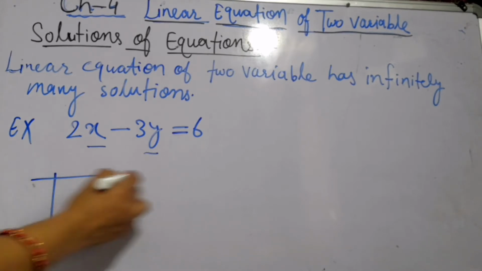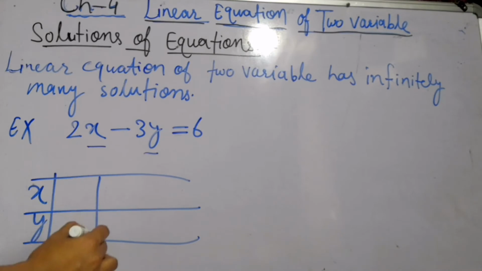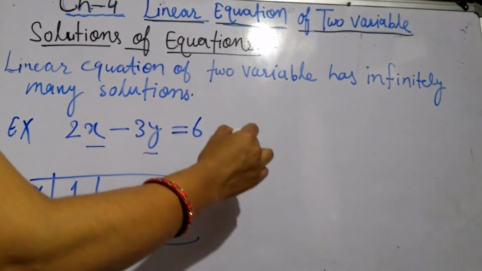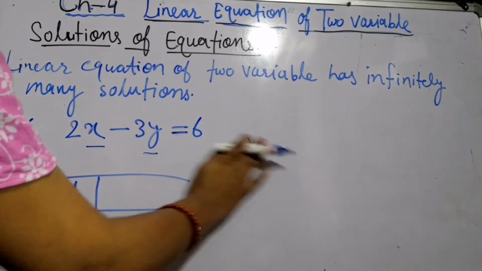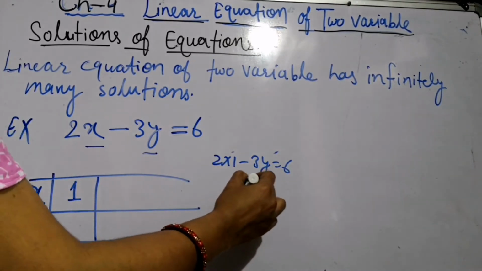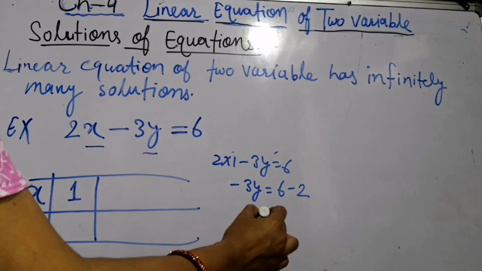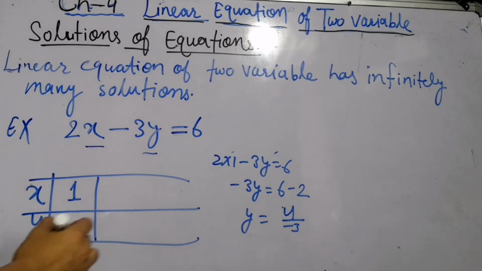make a table, children. x and y. Now if x is equal to 1, then 2 times 1 is 2. You can write it like that: 2 into 1 minus 3y is equal to 6, and minus 3y is equal to 6 minus 2, and y is equal to 4 over minus 3. That means you can write minus 4 by 3.